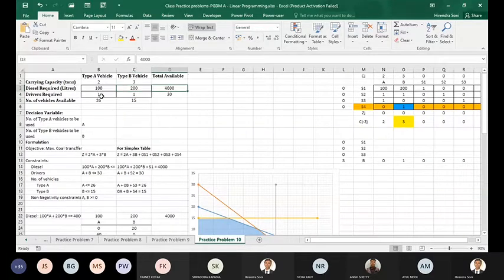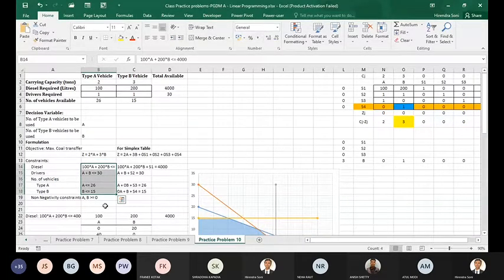Then we said the number of drivers which are required. One for type A, one for type B. So 1 into number of type A vehicles plus 1 into number of type B vehicles should be less than or equal to 30, which is my second constraint. Type A vehicles which are available are only 26. So A has to be less than or equal to 26. Similarly, B has to be less than or equal to 15. So this becomes my constraints. Fine. Obviously, a non-negativity constraint, which is A and B have to be either 0 or more than 0.